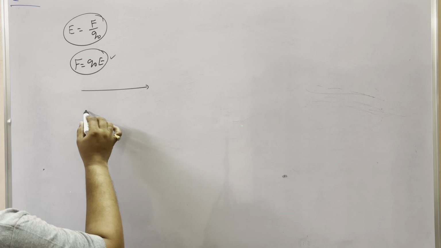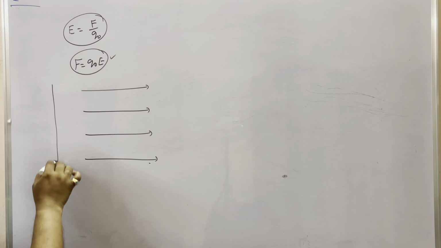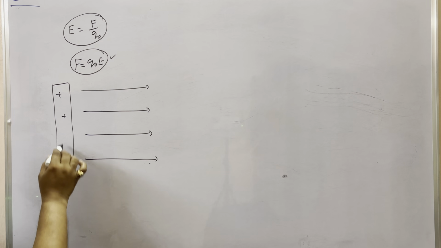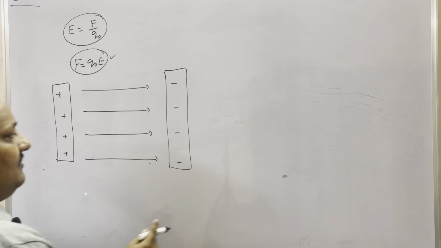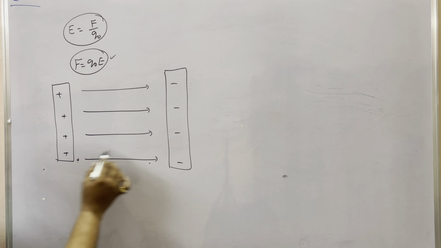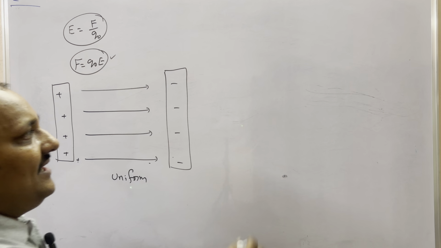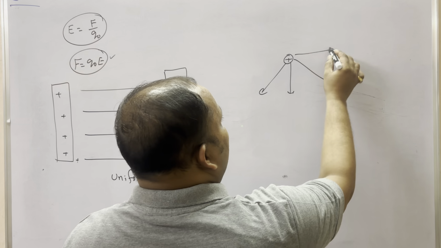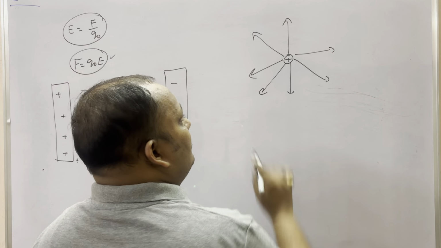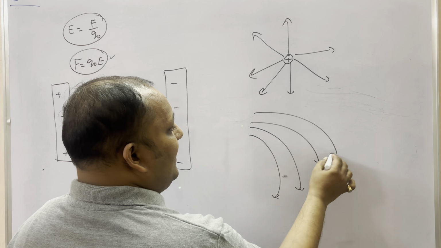What is the direction of electric field? Direction of electric field is always from positive to negative. So this is a uniform electric field. Whenever the direction is given like this, obviously nothing will be seen here, but you have to assume its direction is always from positive to negative. This is a uniform electric field. For a non-uniform electric field, if you take one positive point charge, the electric field will be like this. It is going to be a non-uniform electric field. So this is also a non-uniform electric field.